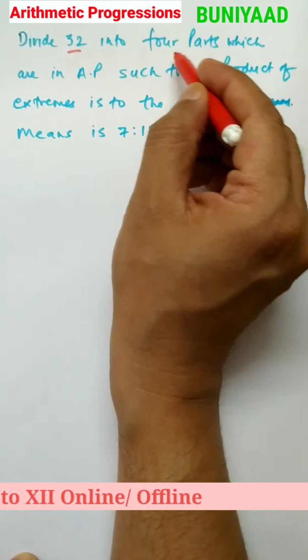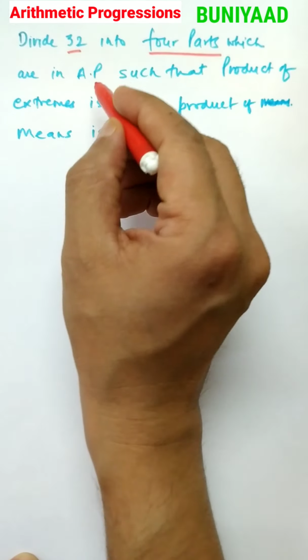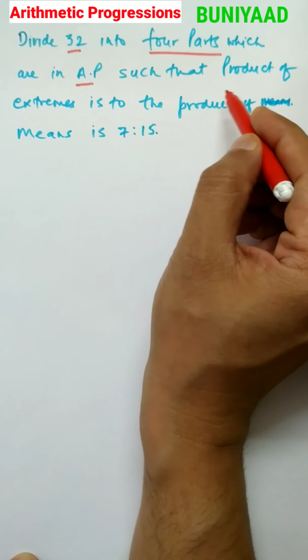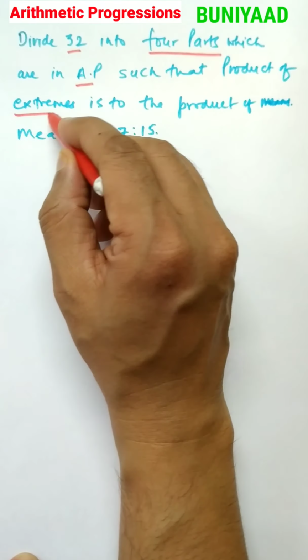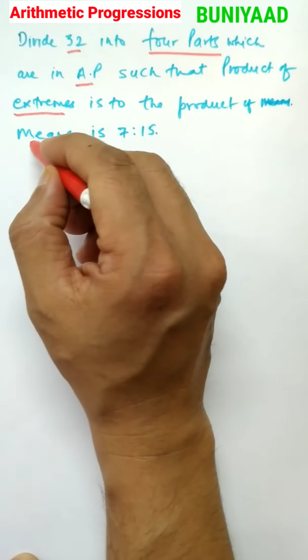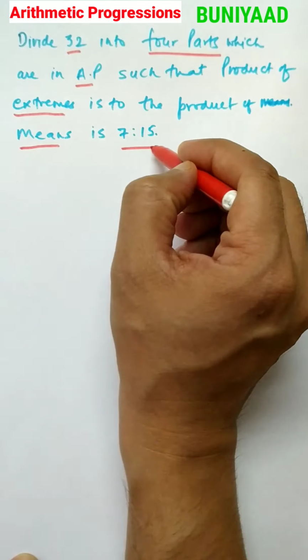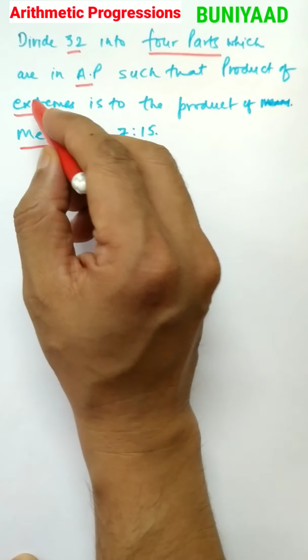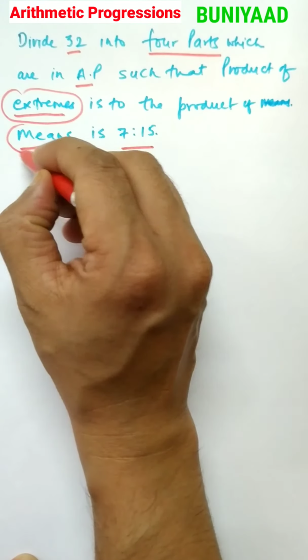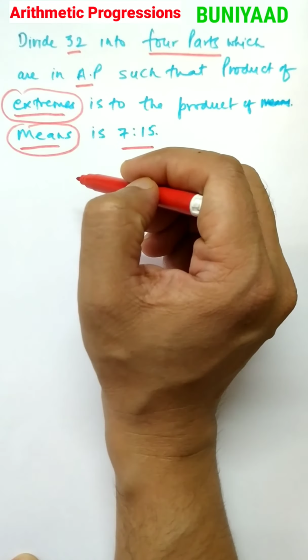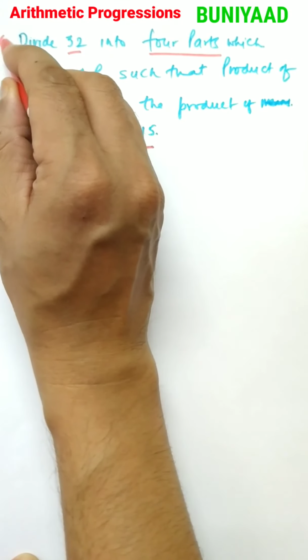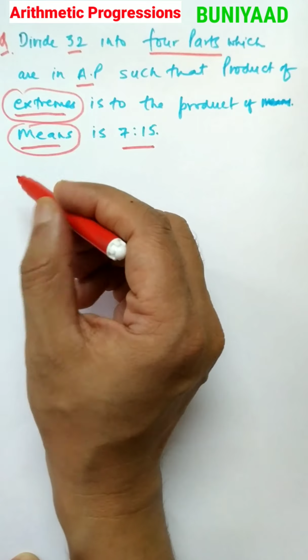Divide 32 into 4 parts which are in AP such that the product of extremes to the product of means is 7:15. Right? What are extremes and what are means? We will discuss in this question also. This is a very important question.